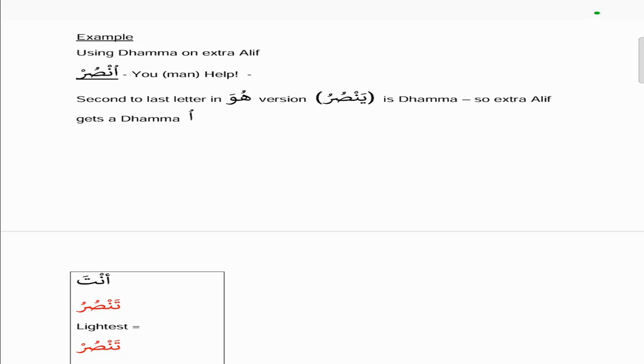And we have another example here, but this time we're using dhamma on the extra alif. So this would be unsur, which means you man help. The second to last letter in the huwa version, which is yansuru, is dhamma, so therefore the extra alif gets a dhamma too. That's why it's unsur, it's not insur, it's unsur.